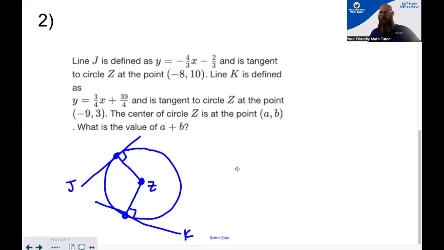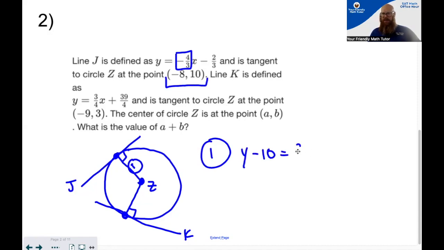Okay. So the way we're going to do that is we're just going to find the equation of each line. So let's call this one line one. So line one is going to be perpendicular to line J. So therefore, it's going to have a slope of positive 3/4, the negative reciprocal, and it's going to go through this point, negative 8, 10. So if I use point slope form, that's y minus 10 equals 3/4 times x plus 8.